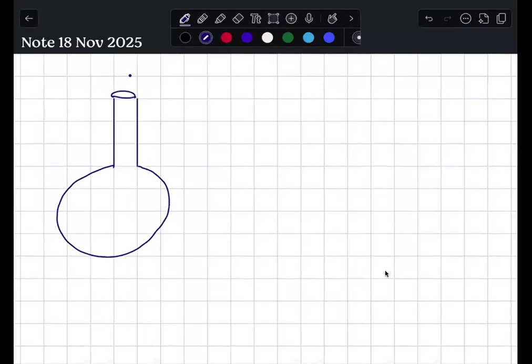So I am dealing now with expansion of liquids. As I clearly mentioned, you require a container to heat the liquid. So this is my container. For my convenience, say till some mark A, I have filled the liquid in this container.